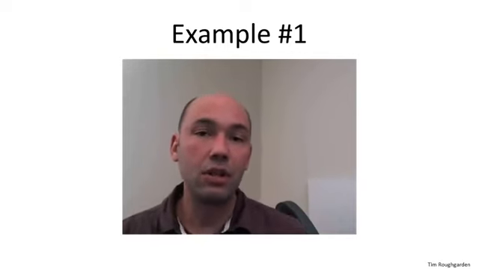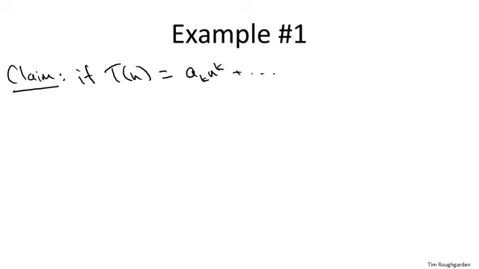So the first example is going to be to prove, formally, the following claim. The claim states that if T(n) is some polynomial of degree k, namely a_k n^k plus all the way up to a_1 n plus a_0, for any positive integer k, and any coefficients a_i, positive or negative, then T(n) is big O of n^k. So this claim is a mathematical statement. It's something we'll be able to prove.